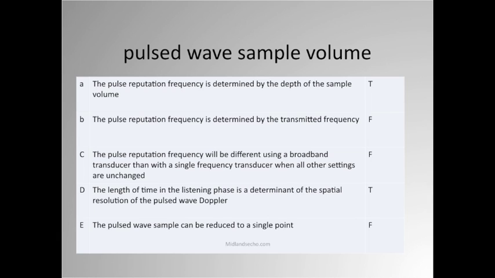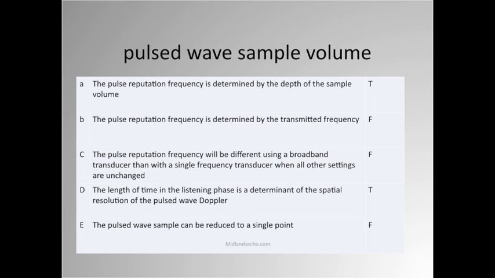The PRF will be different using a broadband transducer than with a single frequency transducer when all other settings are unchanged. That's false. That's again trying to get you to say that by using a variety of frequencies, some waves will travel faster than others, and that's not true. So this keeps cropping up, trying to get you to say something will change, because what it is really asking you to do is change the speed of the wave in the medium, and you can't do that, so watch out for that trap in the exam.